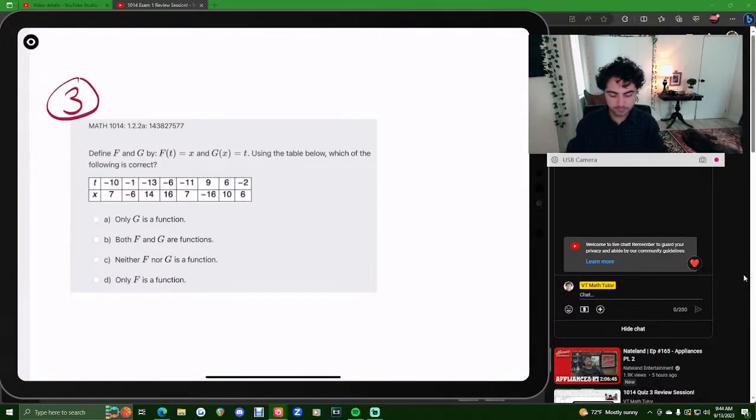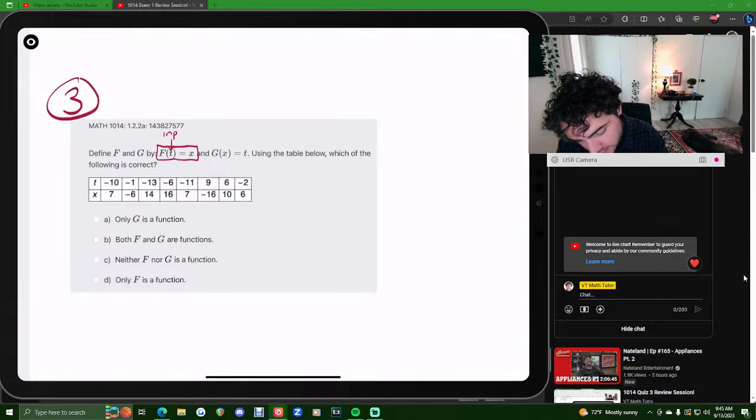Number 3. They say define f and g by f of t equals x and g of x equals t. Use the table below, which of the following is correct? So we're trying to identify whether f and g are functions. Starting with f. The quick way to identify if f is a function is to identify its input variable. The input variable is t because t is inside the parentheses. So we want to see if this input variable t is repeated ever.